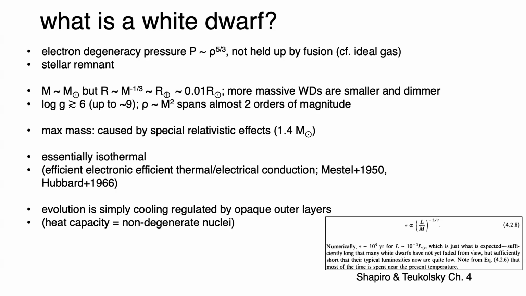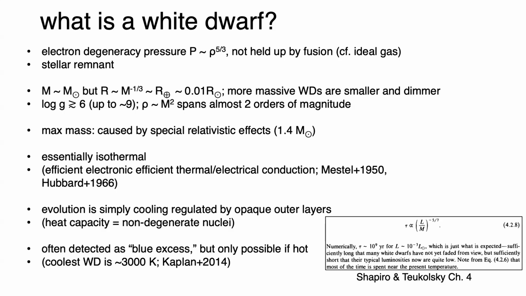Do they get bigger or smaller when they cool? They get slightly smaller, but not that much smaller, a little bit smaller. Also, one thing to point out is that even though they're supported by electron degeneracy, their ions are not degenerate like they would be in a neutron star. I know that's a simplification, but as a result, their heat capacity is dominated by the ions. It doesn't have much to do with the electrons, right? And here's a snapshot from Shapiro and Teukolsky's book, Black Holes, White Dwarfs, and Neutron Stars, where you can derive this scaling for the cooling time scale.